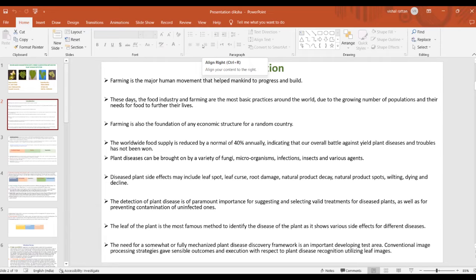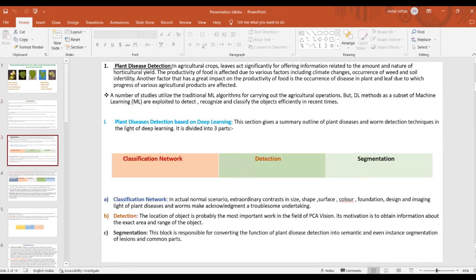The development of a plant defines the quantity and the quality of the crop productivity. Therefore, the detection of the disease occurring on the leaves of the plant is required at the primary phase. When the disease is detected, some essential steps may be taken for preventing its spread. Diseased plant effects may include leaf spot, leaf curl, root damage, natural product decay, natural product spots, dying and declining.